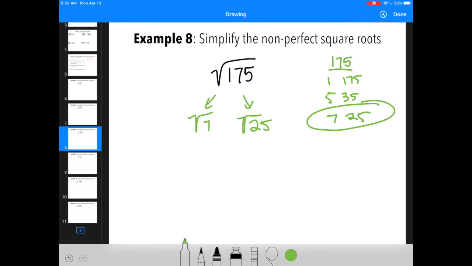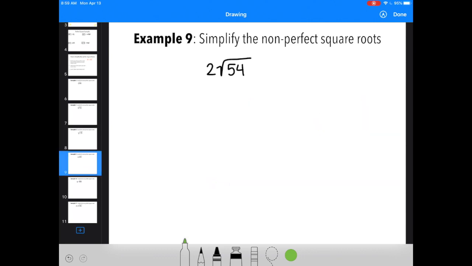Square root of 7 does not simplify, so I'm going to drop that down. Square root of 25, that does simplify. If I take the square root of 25, that gives me 5. So my final answer is 5 square root 7. Okay.